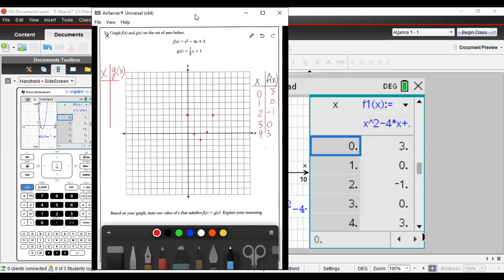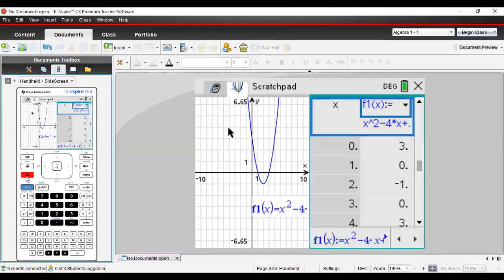Now I'm going to try to draw a good graph. It's hard when it's a curve, but I put my arrows on it. I got my 5 points. That's good. Now what I'm going to do is go back and enter the other function.